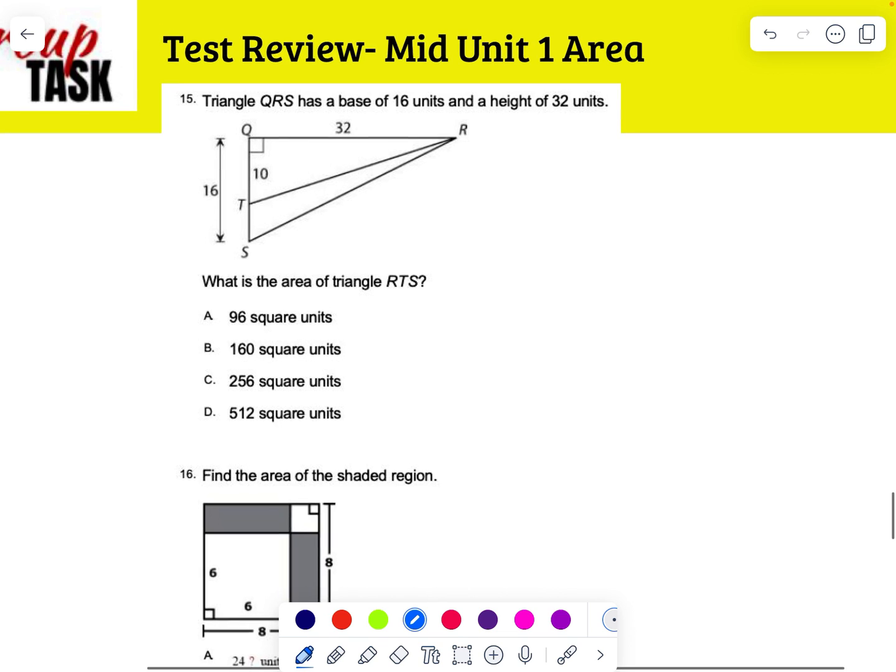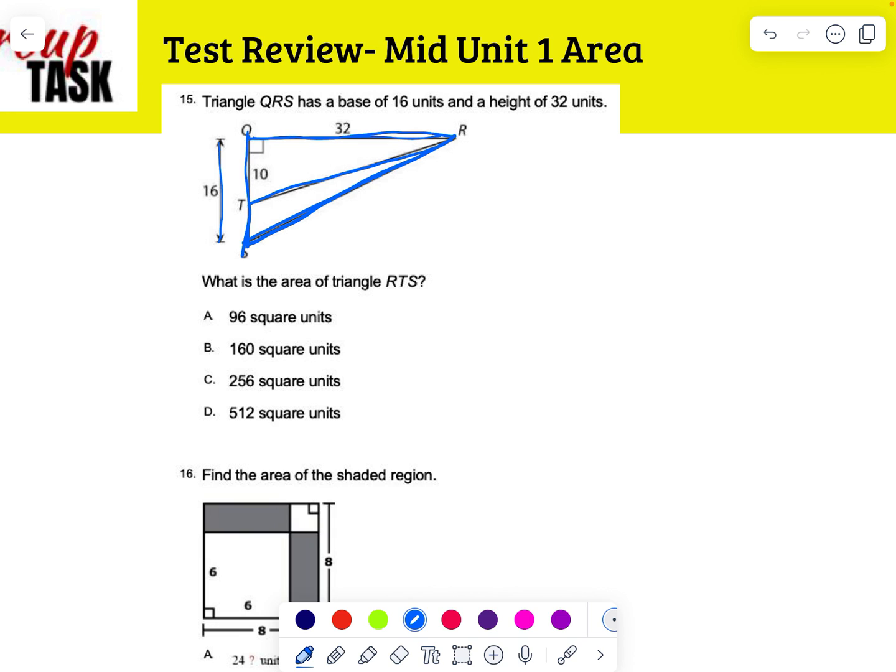All right, so now we're going to look at number 15. Triangle QRS has a base of 16 units and a height of 32 units. What is the area of that triangle? What is the area of triangle RTS? So we know that triangle QRS, this big one right here, has a base of 16 and a height of 32. Okay, just like that. But what would the area of triangle RTS be?